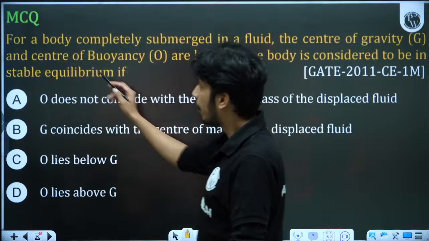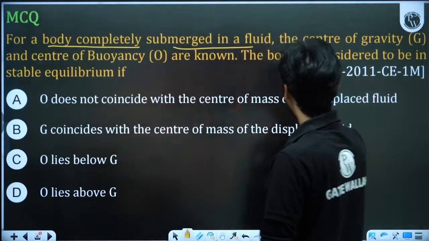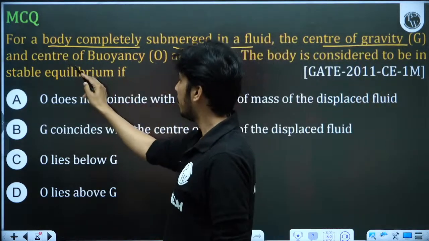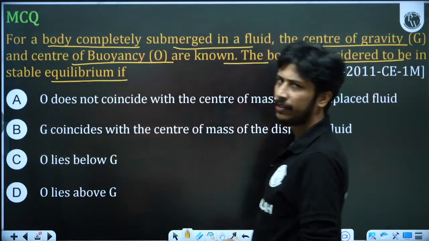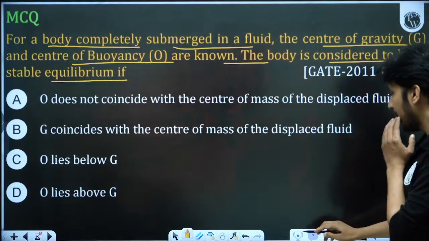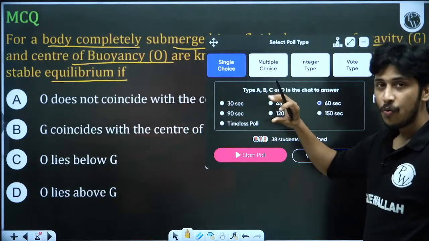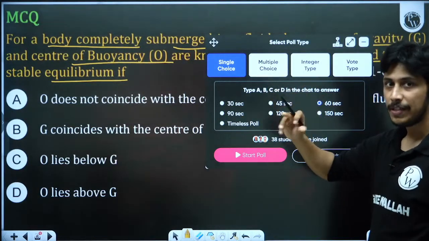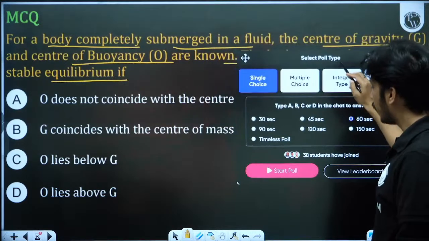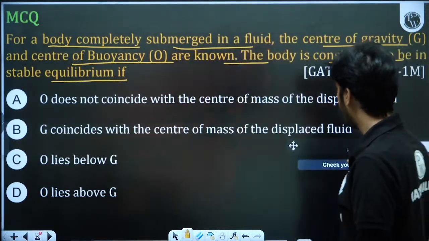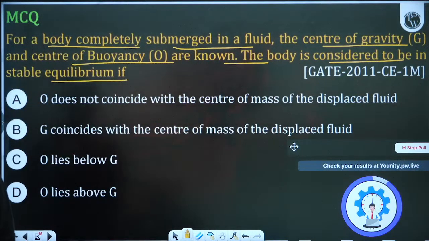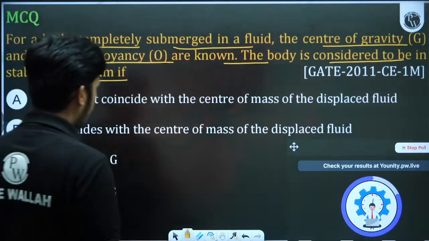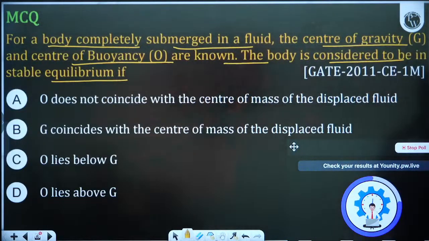The body is completely submerged in a fluid. The center of gravity G and the center of buoyancy O are known. The body is considered to be in stable equilibrium if... These are direct answer type questions. First give me the answer, then I will explain how they can twist the question if this question is repeated, and how you are going to give the answer. I'm creating the poll. First solve this, then we will discuss quickly.